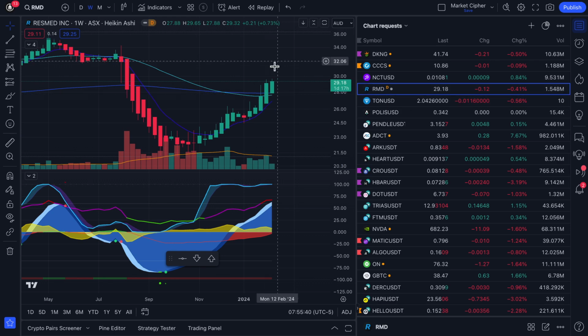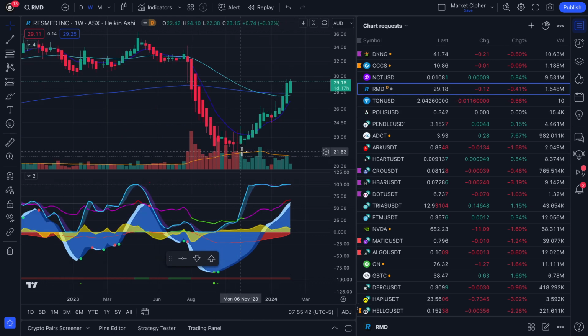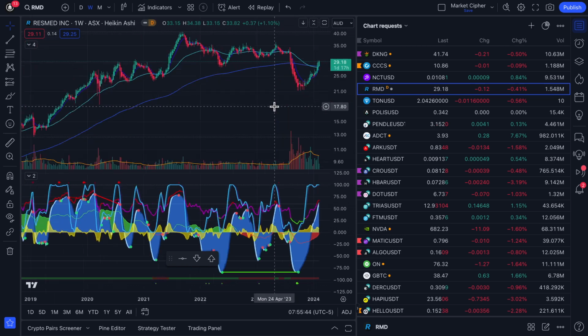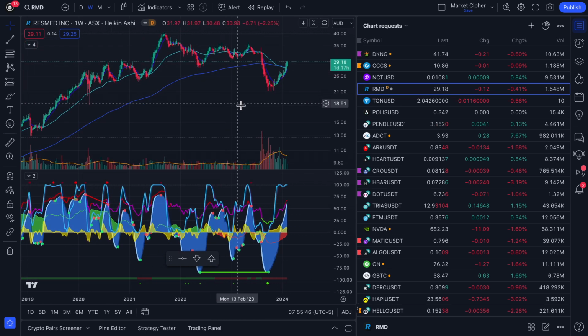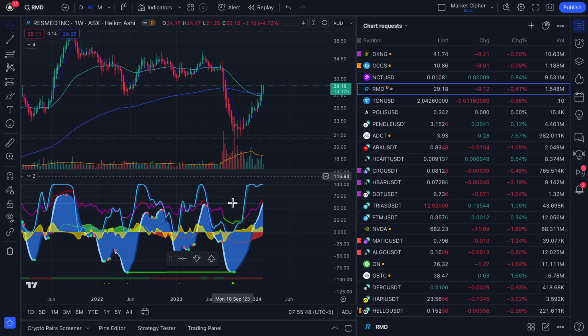RMD, that one's just now breaking above the 50-week. This thing's gone from 21 up to 29. Nice move there. I think this is an Australian stock. Something happened right there. I don't know, but that green dot printed in October. That would have been the time to buy at 21. You'd be up 50% right now.